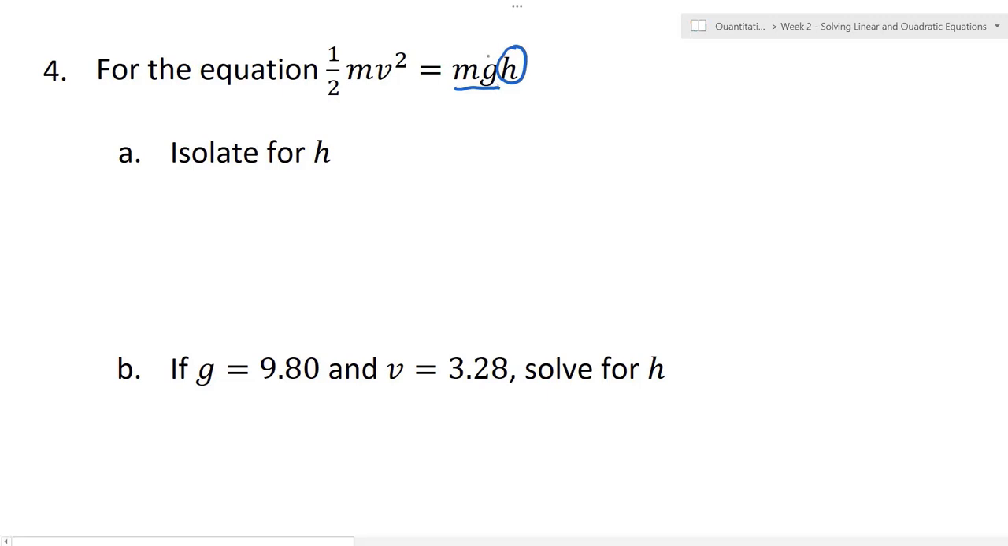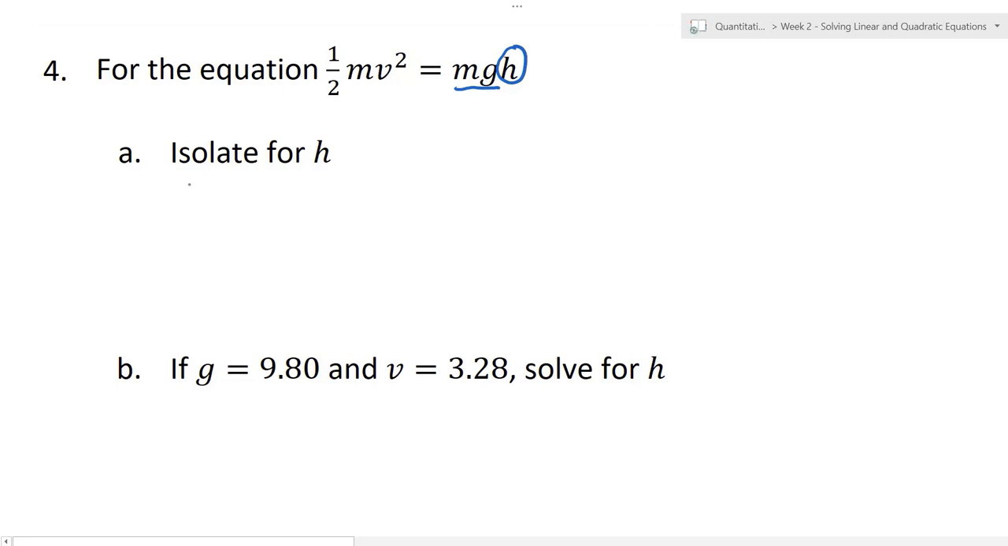All right, so between the m, the g, and the h, what is that operation? Is that a plus, a minus, a times, or division? Everything is just next to each other. So when things are next to each other, like for example, if I had 9x, what's between the 9 and the x? It's multiplication. Same with this. M, G, and H are all being multiplied by each other. So the opposite of multiplication is division. So in order to get rid of M and G, we need to divide both sides by M and G.